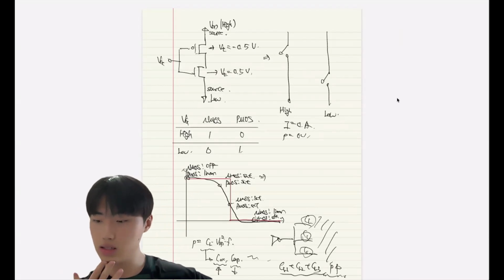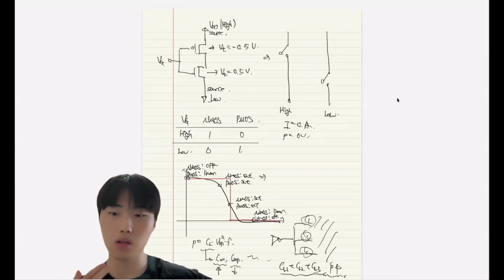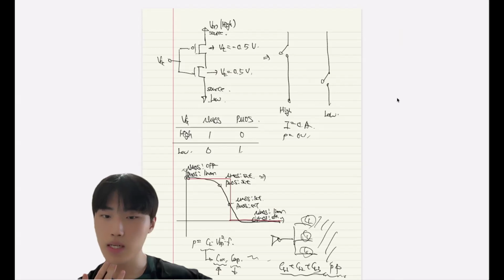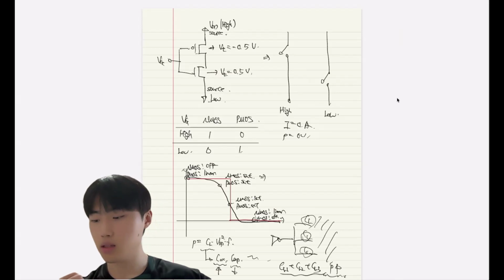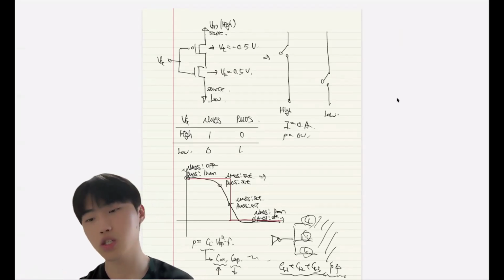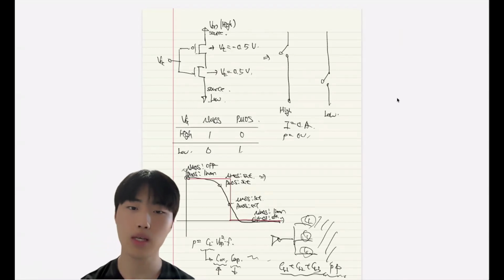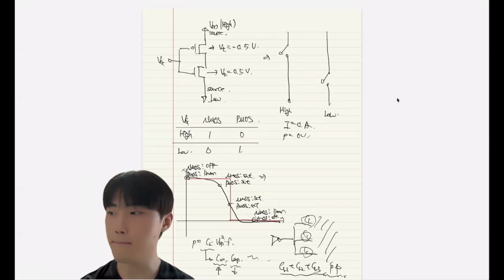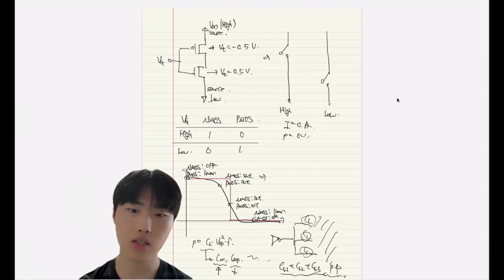So yes, this was the basic concept of CMOS. Next class we will talk about the short channel effect, SCE. It is the most important part of the semiconductor engineering 2 class.